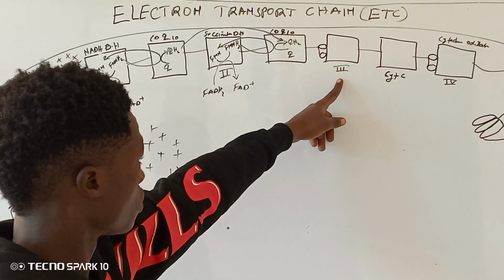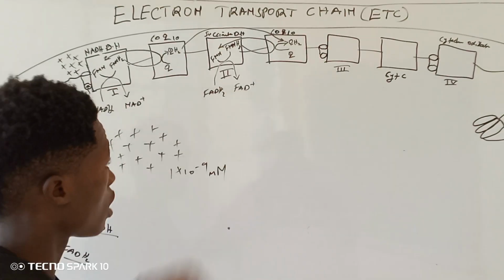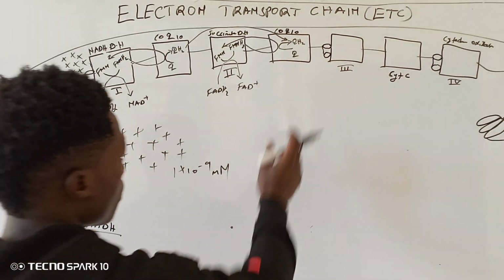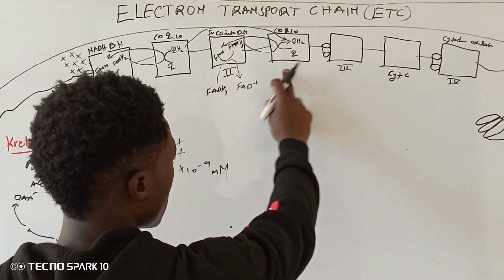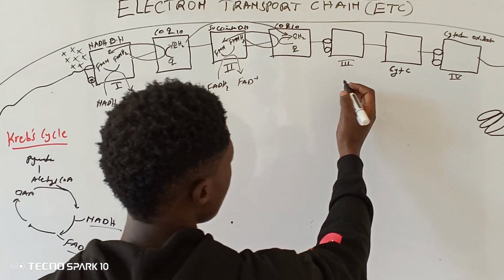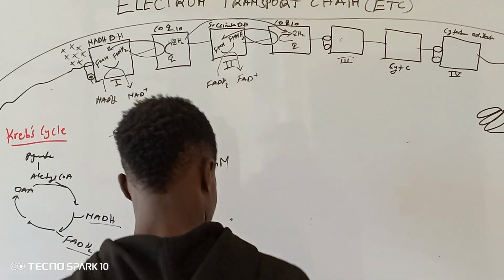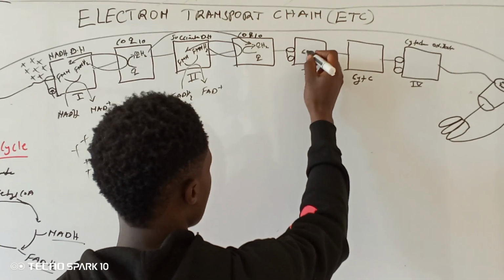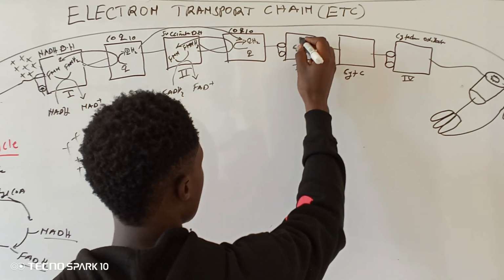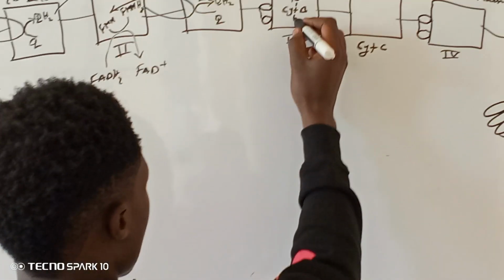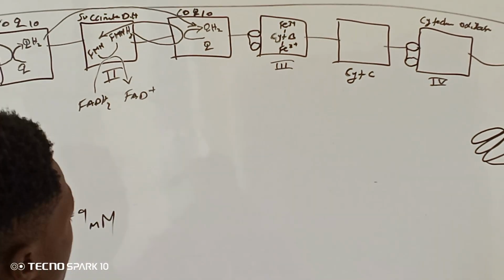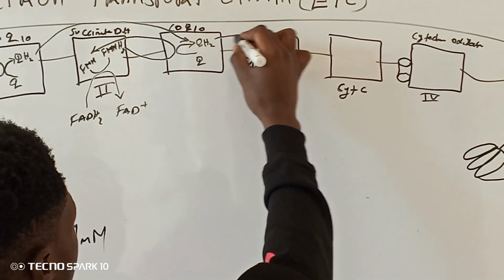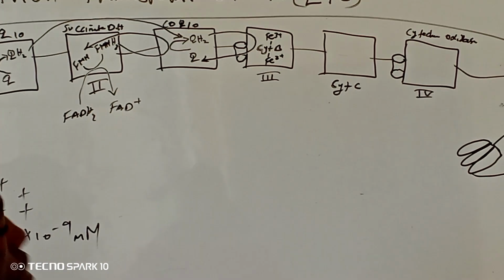Now let's see. Coenzyme Q is going to pass the electrons to complex 3. Remember, none of these particular complexes has that high energy state for those electrons. They are going to keep on passing them along. So you have coenzyme Q to complex 3. Complex 3 has cytochrome B, which is bonded to iron 3 and iron 2. So coenzyme Q is going to pass the electrons to iron 3 and is converted back to coenzyme Q.